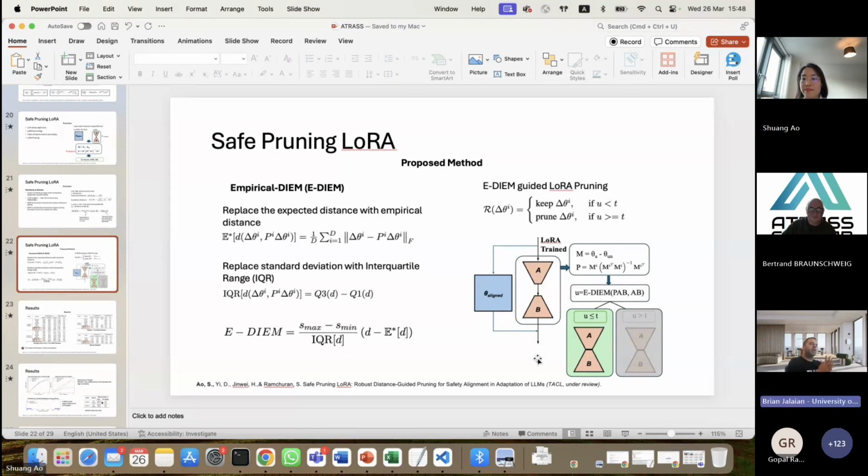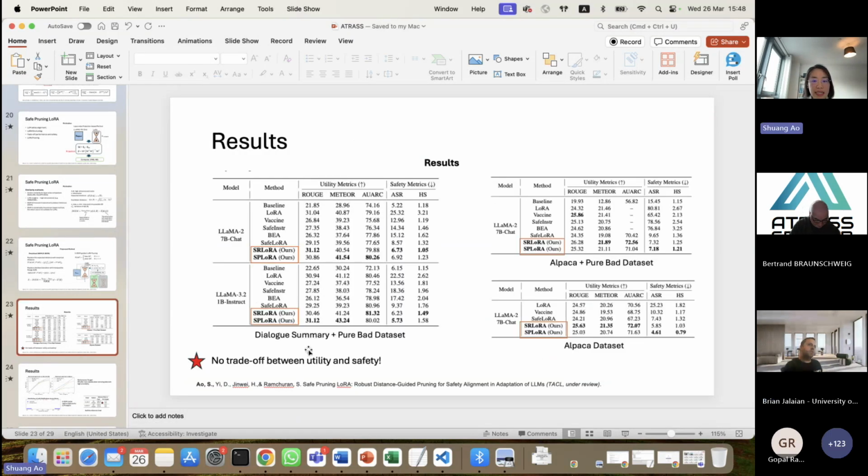Very interesting. Did you try this on some sort of harmful data or adversarial attacks? Yes. The harmful data is this one, the PureBad data. At fine-tuning time, we mix the dialog summary dataset with the harmful dataset and also with Alpaca. So this is the harmful part we have. I see. Thank you.